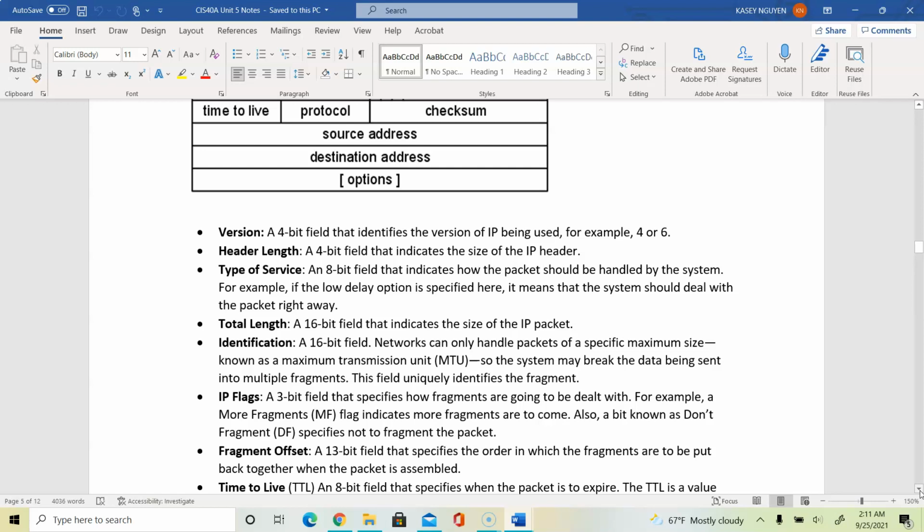This is where it would specify the maximum size for the transmission, which is the maximum transmission unit, or MTU. This allows us to break the data into different portions so it can identify fragments of your data. IP flags is 3 bits. This specifies how the fragments are going to be dealt with once they get to the destination. Is there going to be more fragments or no fragment, indicated as MF or DF.